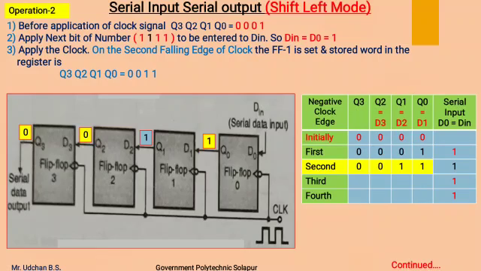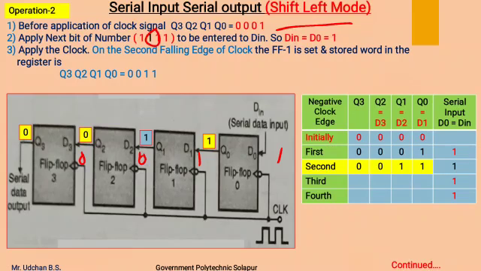Now again we are going to apply first the next bit of the number, that is 1, to the D input of the flip-flop, means we apply the next one over here. Now in this Q0 is 1, so D1 will also be 1. Q1 is 0, so D2 will also be 0. Q2 is 0, therefore D3 will be 0. These are the input conditions before applying the clock pulse.